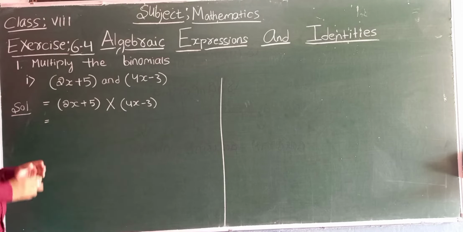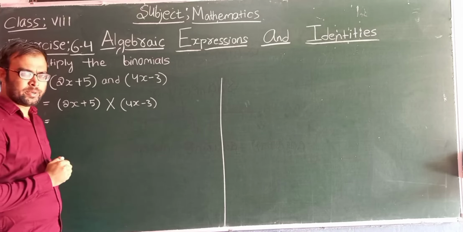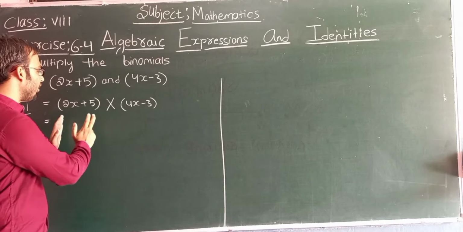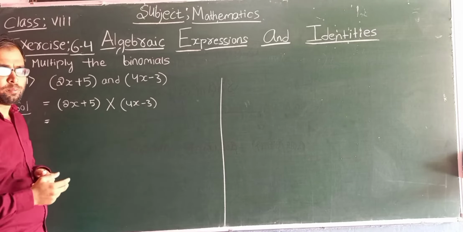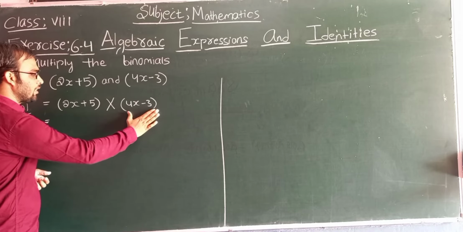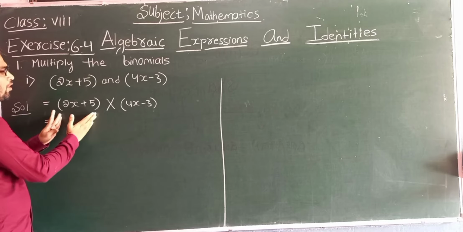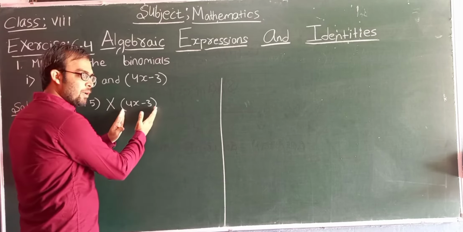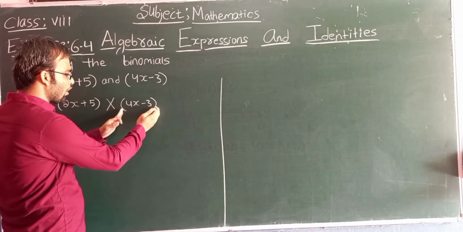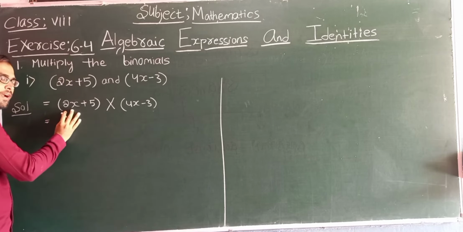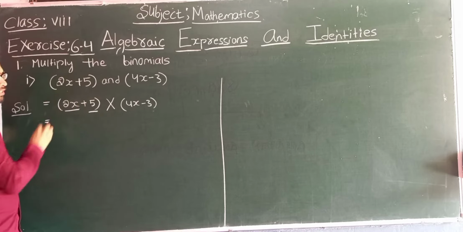Now what is the next step? As you have two binomials, you can keep any one binomial as it is and divide the other binomial into two parts. You can keep this binomial as it is and divide this binomial into two parts, or the other way around. Here I will keep this binomial as it is and divide this binomial into two parts: 2x is one part and plus 5 is the other part.